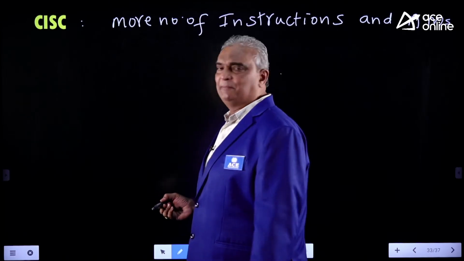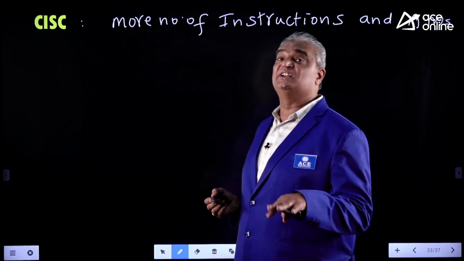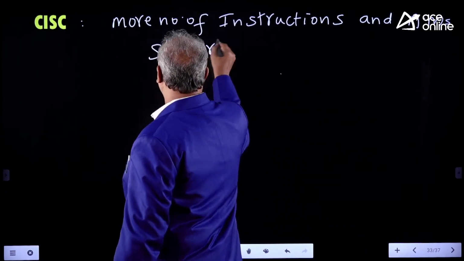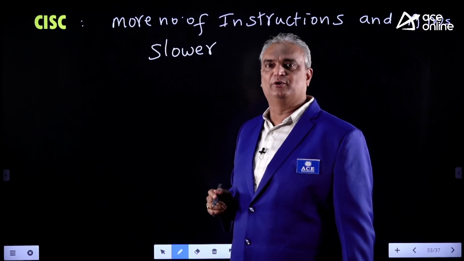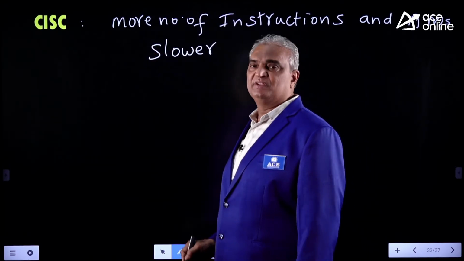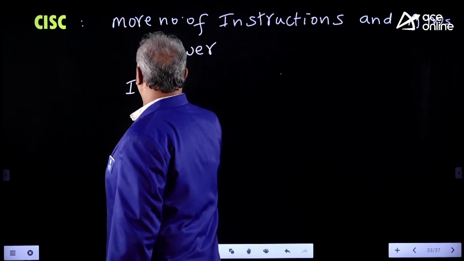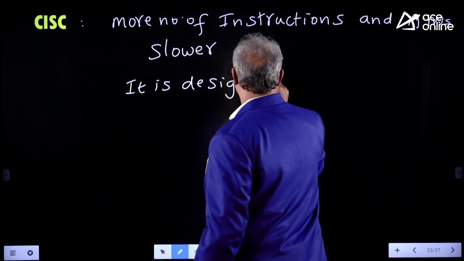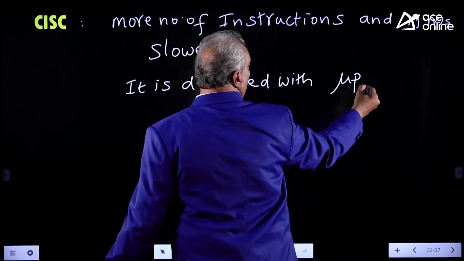In this, it permits more number of addressing modes, but it requires memory visit frequently. That's why it is slower. Memory visit frequently means longer time is required to perform memory read or memory write operation, and at the same time, it is designed with microprogram control unit.